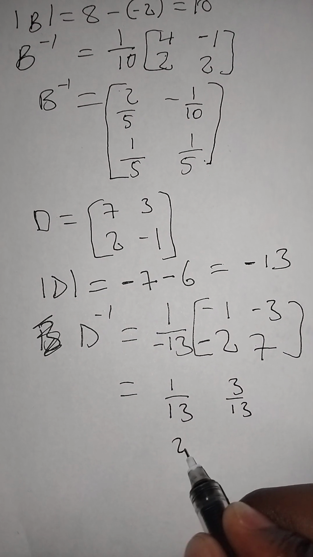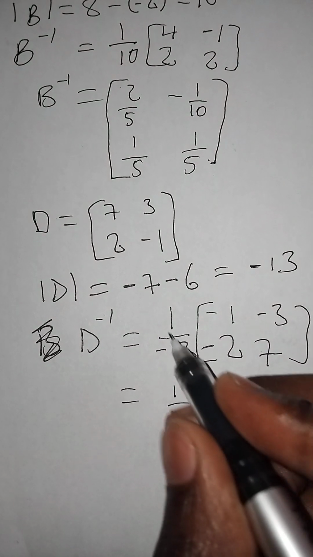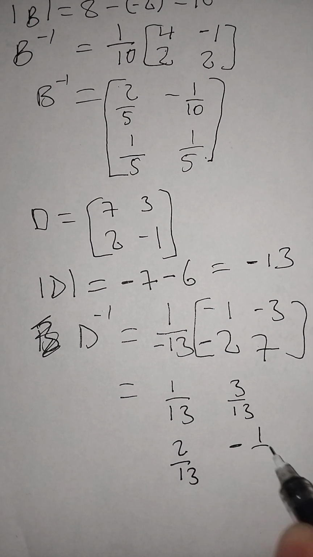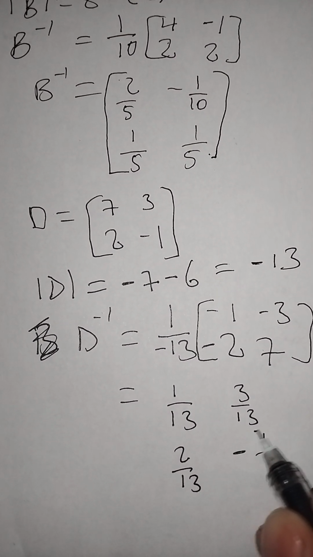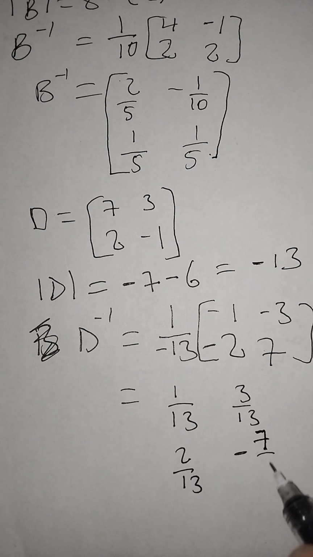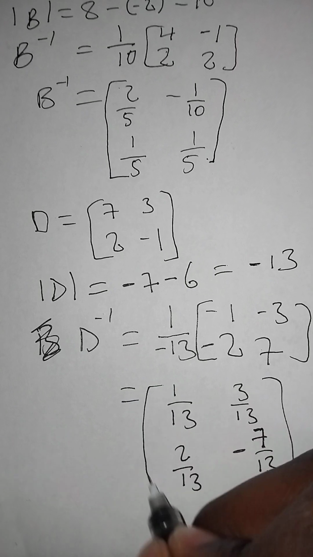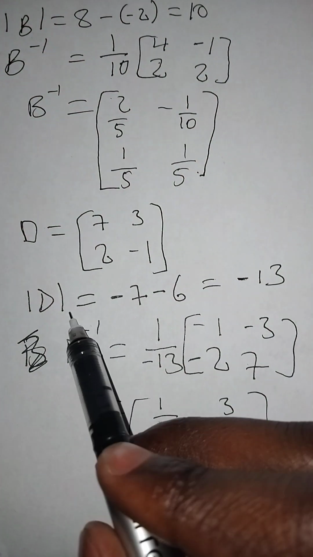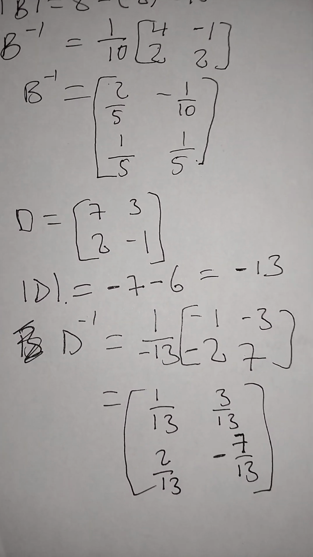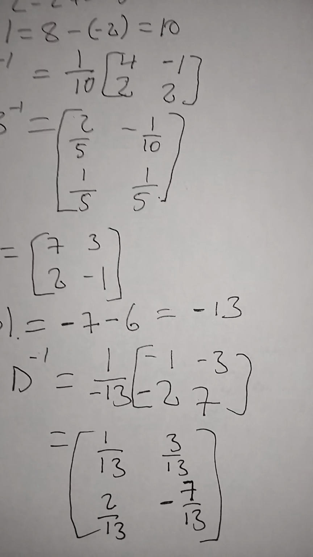Then there we're going to have 2 all over 13. And here we're going to have minus 7 all over 13, just like that. So that is the inverse of matrix D. So doing a 2 by 2 is pretty simple. You all can see for yourself and are able to follow.